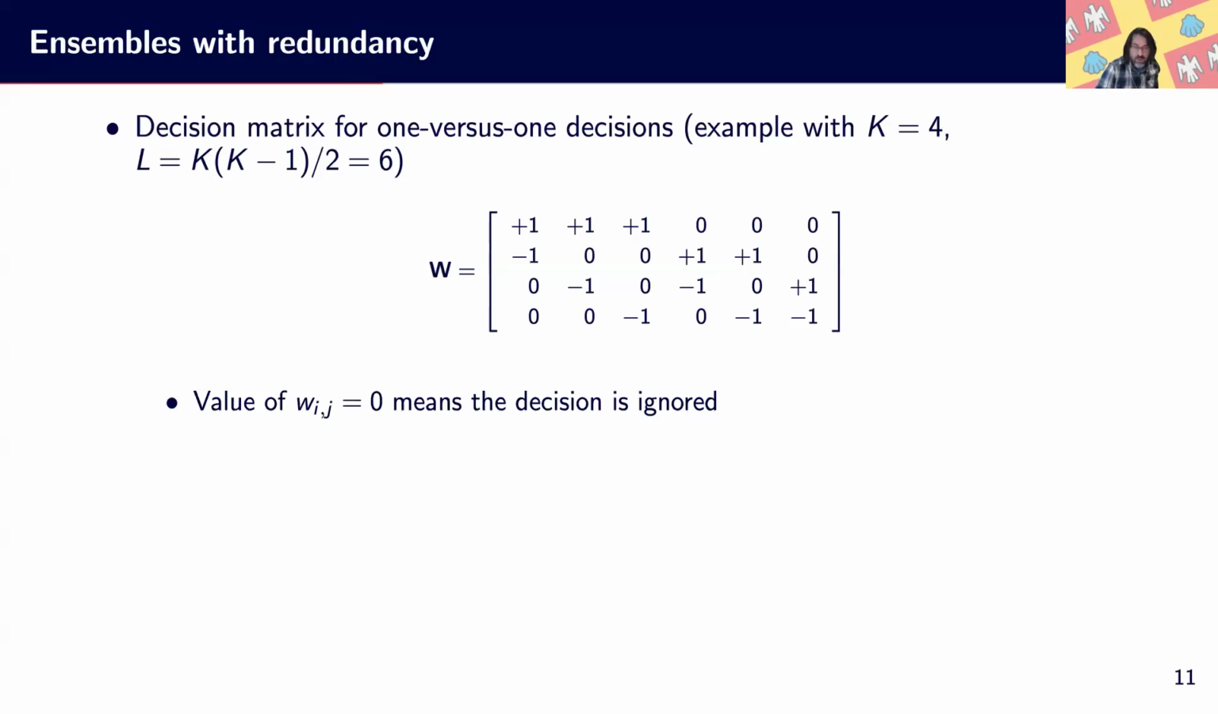And with a weight of 0, it means that the decision is ignored. We are basically trying to disable the effect of that pair over that sample.